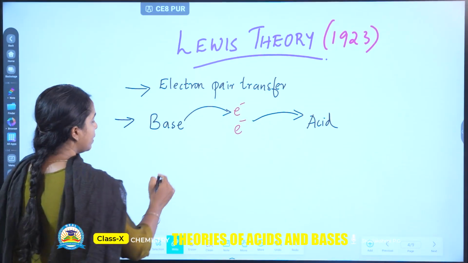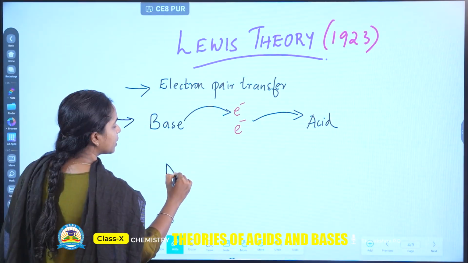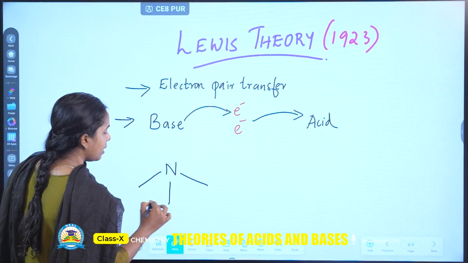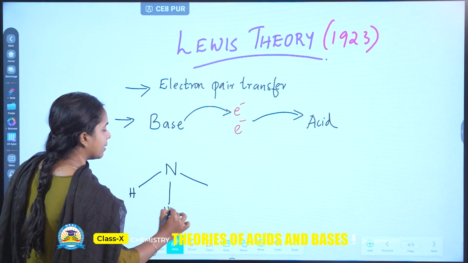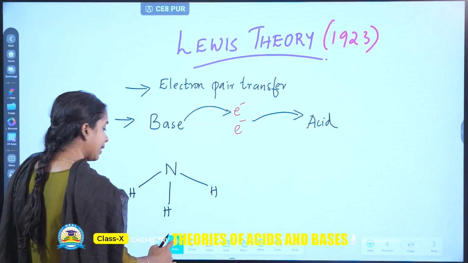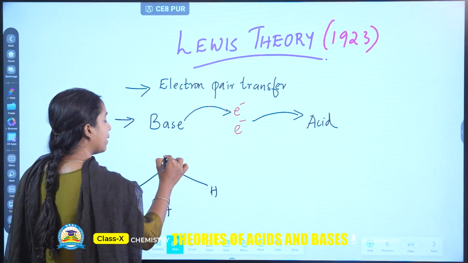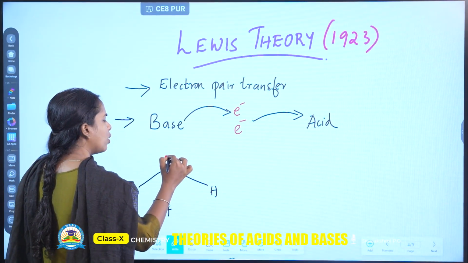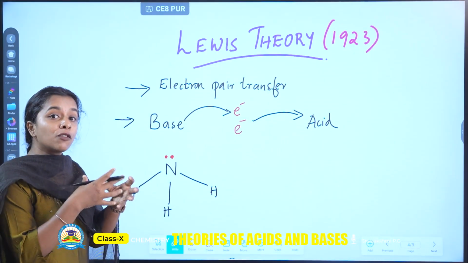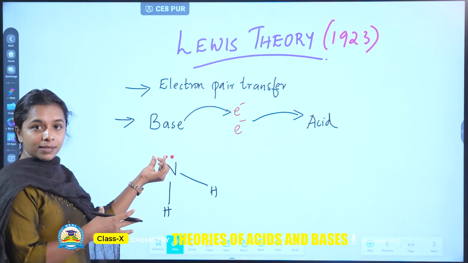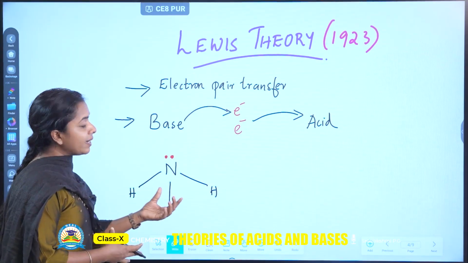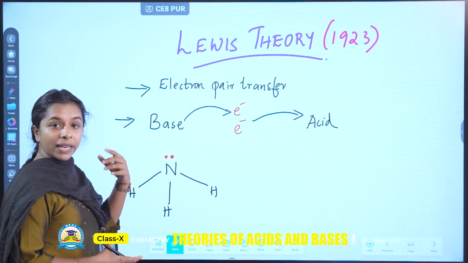For example, you can see here, I'm considering this as the nitrogen, and these will be 3 hydrogen atoms. And in case of nitrogen, there exists a lone pair on the central atom. This electron pair is known as a lone pair. So NH3 has a lone pair in it.